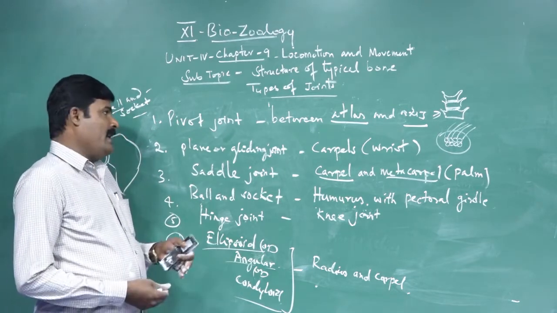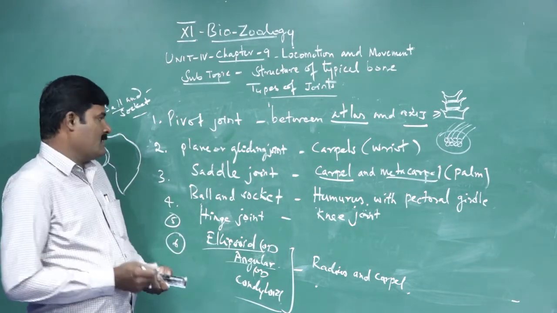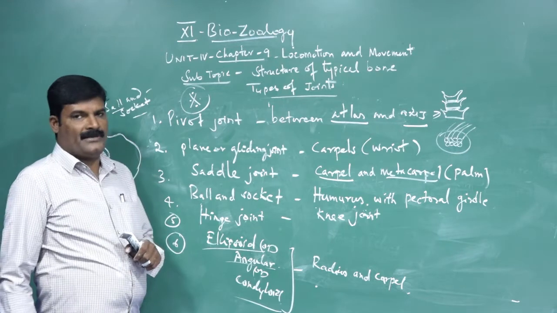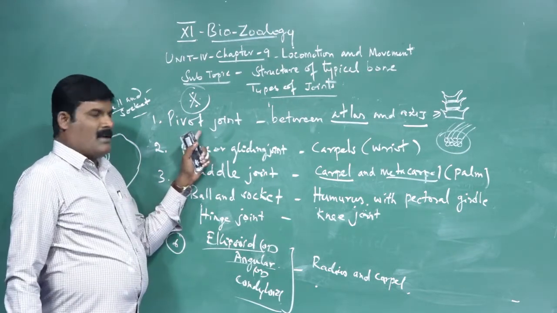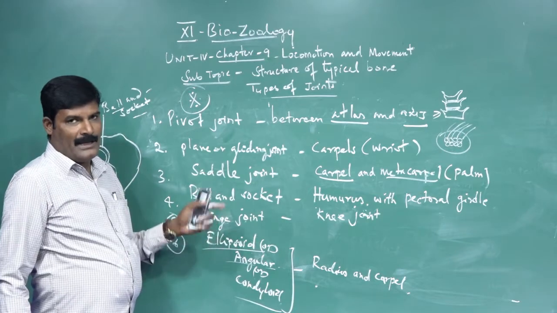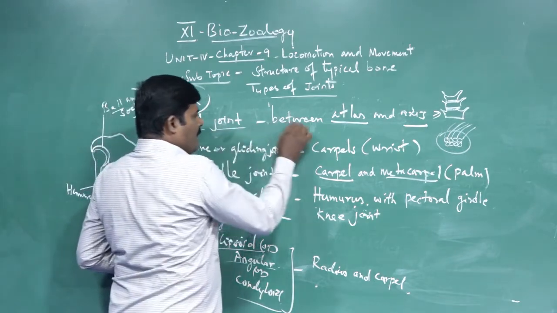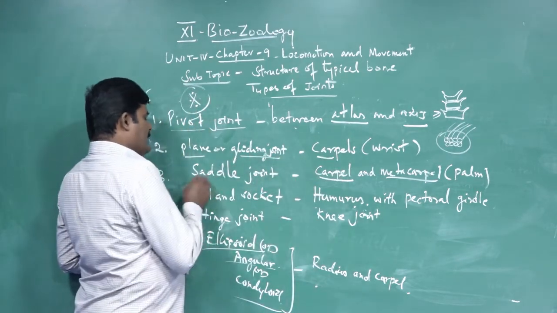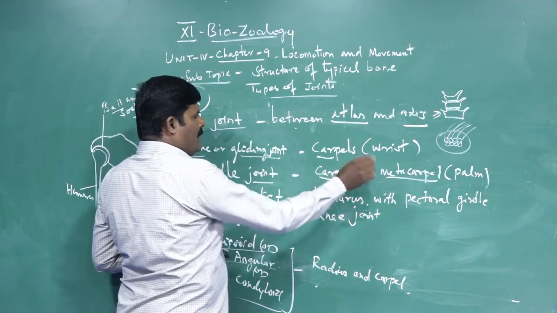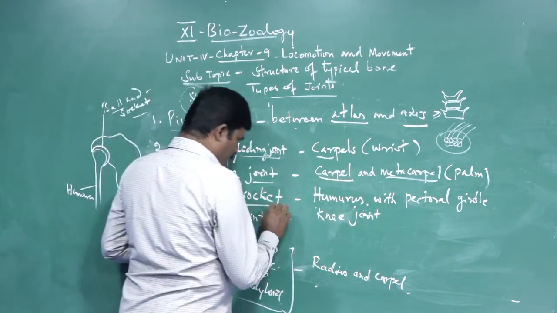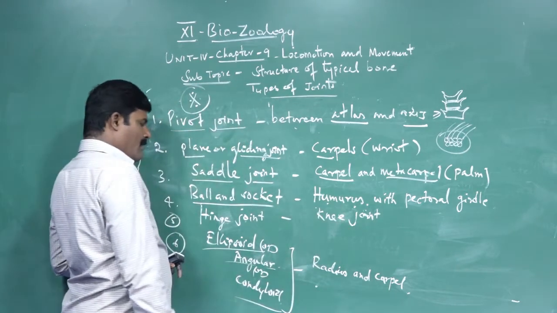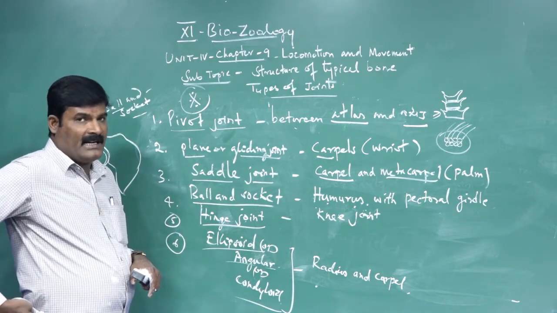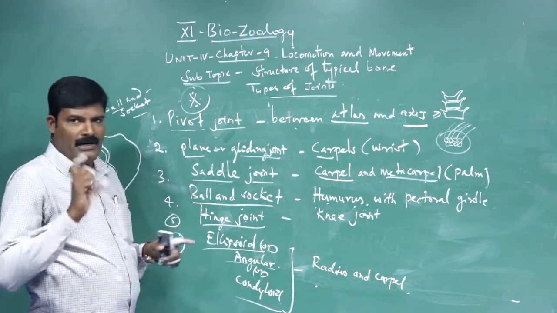Okay, there are 6 types of joints. This is important in the NEET view portion. Many questions may be asked from this portion, that is, the type of joint and the location. Pivot joint is between the atlas and the axis. Plane or gliding joint is present in the carpals. Saddle joint is present between the carpal and the metacarpal. Ball and socket joint is present between the humerus and the pectoral girdle. The femur or thigh bone is connected with the pelvic girdle, so that is also a ball and socket joint.